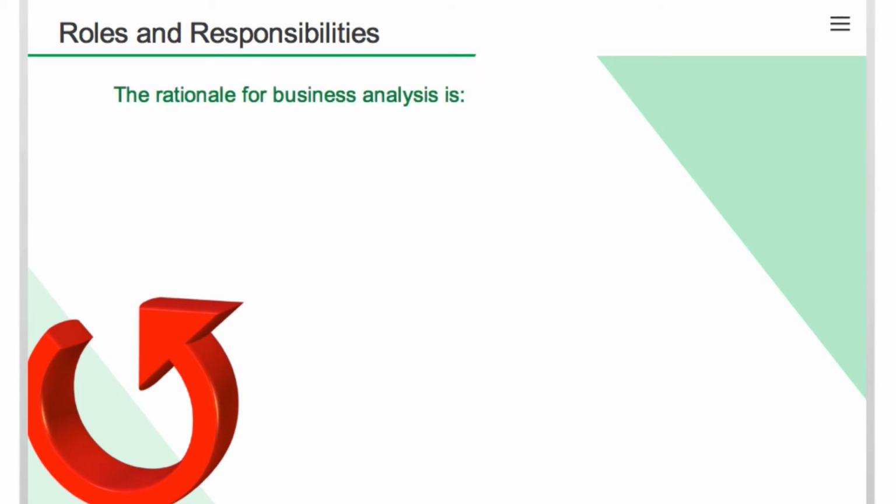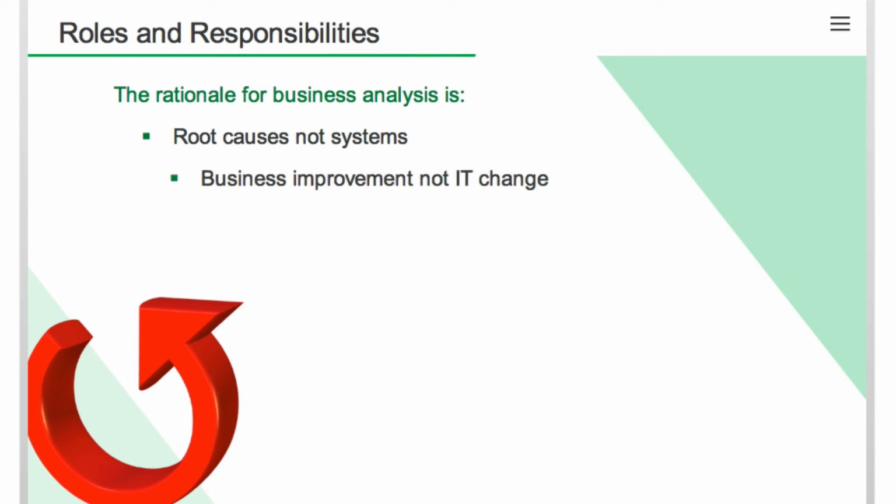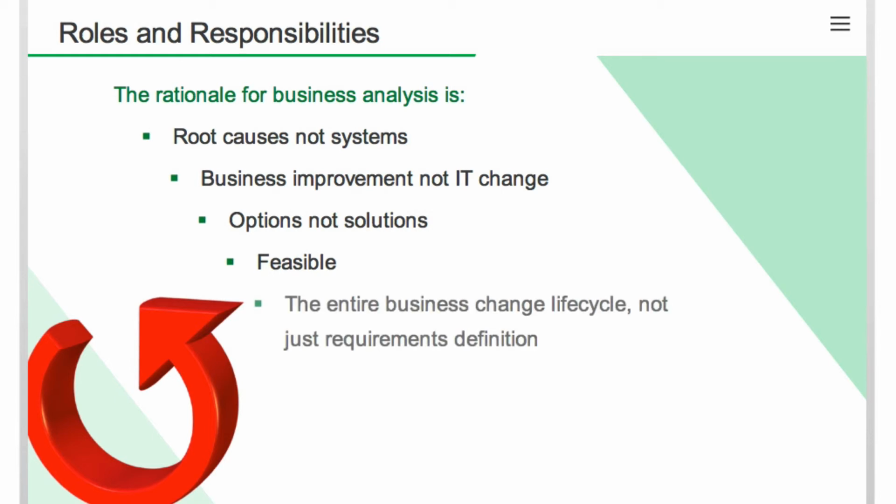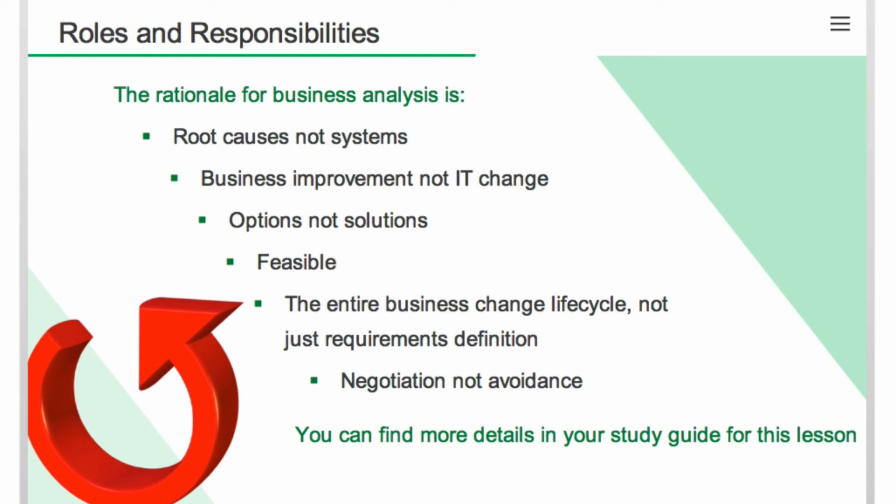The rationale for business analysis is root causes, not systems. Business improvement, not IT change. Options, not solutions. Feasible contributing requirements, not meeting all requests. The entire business change lifecycle, not just requirements definition. Negotiation, not avoidance. You can find more details under each of these headings in your study guide for this lesson.